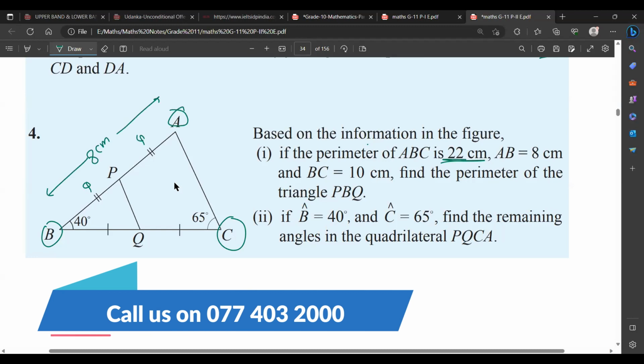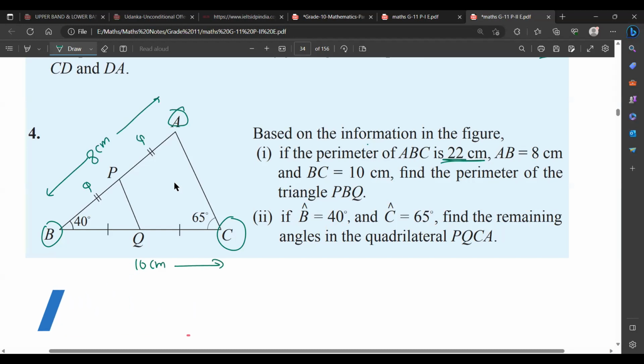BC is equal to 10 centimeters. Show me BC, this one is equal to 10 centimeters. So this one should be 5, this one should also be 5. There are two 5s. And find the perimeter of the triangle PBQ. They are asking PBQ. Now help me. How to do that one?